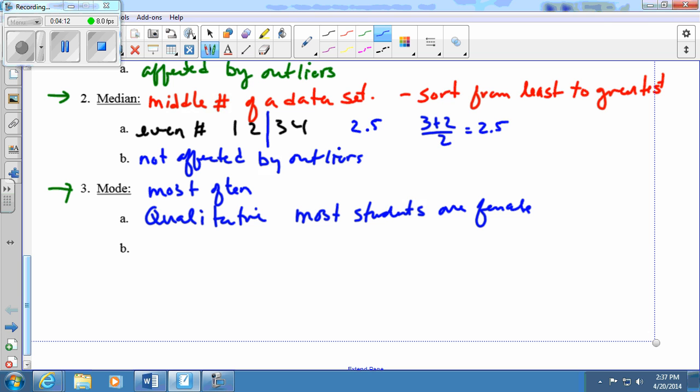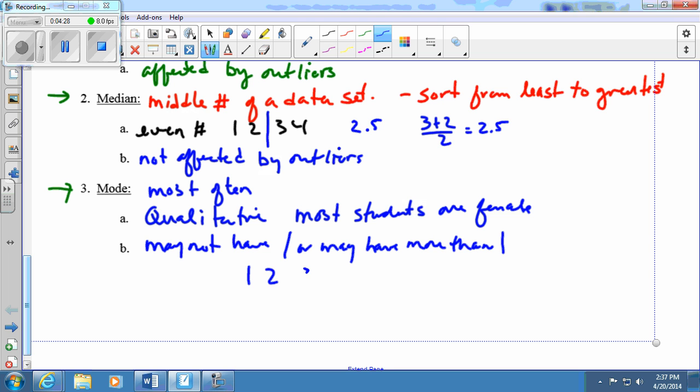And what we must also realize is in the mode, you may not have or may have more than one. So if I looked at my data set 1, 2, 3, 4, there is no mode. There's not a value that occurs more than once. But if I repeated the 2 twice and the 3 twice, then both 2 and 3 would be my mode. So we'll be practicing these types of measures of center in class through our explorations.